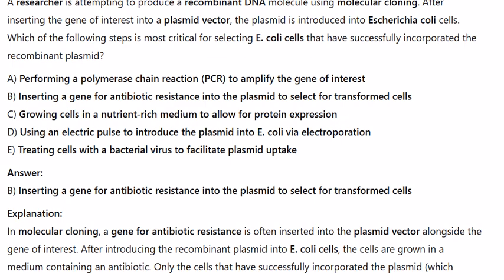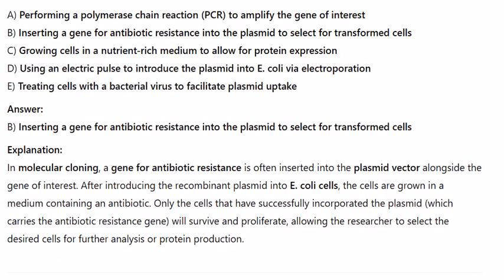Explanation: in molecular cloning, a gene for antibiotic resistance is often inserted into the plasmid vector alongside the gene of interest. After introducing the recombinant plasmid into E. coli cells, the cells are grown in a medium containing an antibiotic. Only the cells that have successfully incorporated the plasmid, which carries the antibiotic resistance gene, will survive and proliferate, allowing the researcher to select the desired cells for further analysis or protein production.